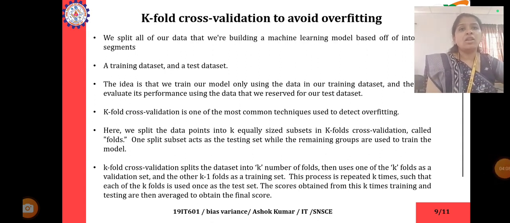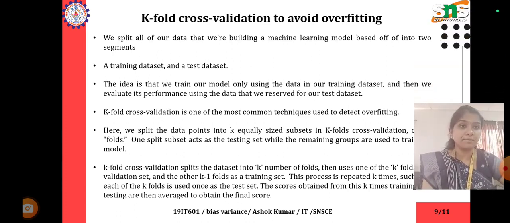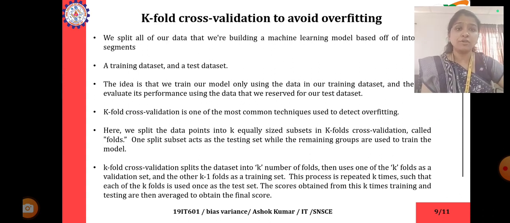So we split all of our data that we are building a machine learning model on into two segments, a training data set and a testing data set. The idea is that we train our model only using the data in our training data set, and then we evaluate its performance using the data that we reserved for our test data set. K-fold cross-validation is one of the most common techniques used to detect overfitting. Here we split the data points into k equally sized subsets called folds. One split subset acts as a testing set, while the remaining groups are used to train the model.